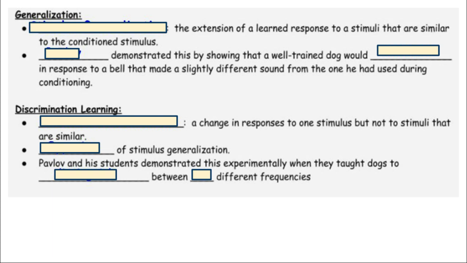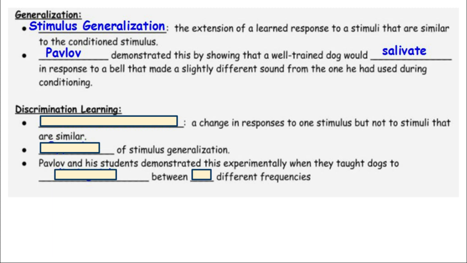All right, generalization. Stimulus generalization is the extension of a learned response to stimuli that are similar to the conditioned stimulus. When we get into talking about baby Albert, we're going to focus on this a little bit more. It could be changing the sound of the tone as we are presenting the food. So rather than ringing a bell, maybe we sound a buzzer. Pavlov demonstrated this by showing that well-trained dogs would salivate in response to a bell that made a slightly different sound than the one that he had used during the conditioning.